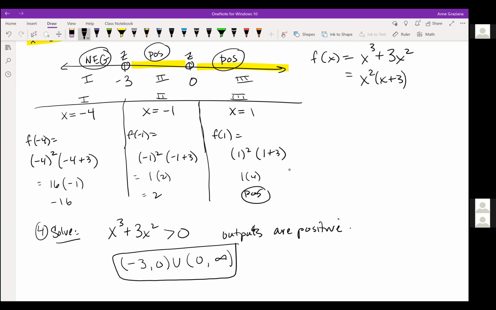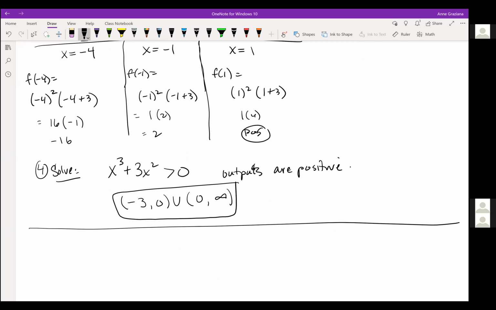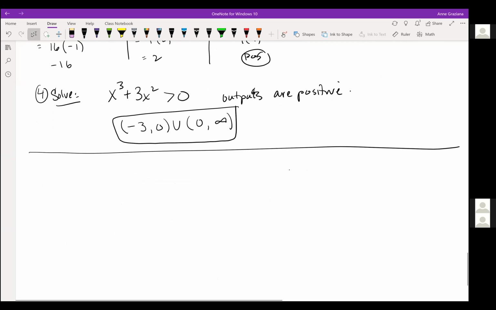All right, one last problem for today. This is a good example because this will happen sometimes. This is, I think, the 4th one. Let's look at the fraction 1 over x plus 3 greater than or equal to 1 over x minus 4.